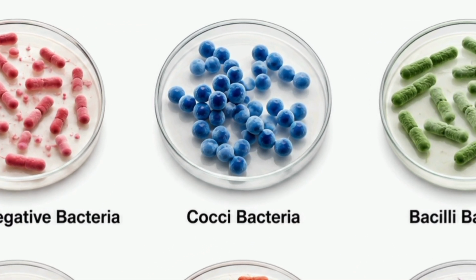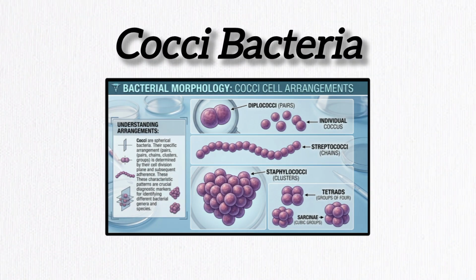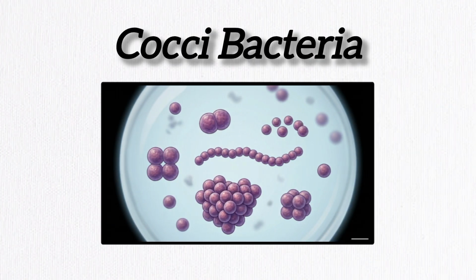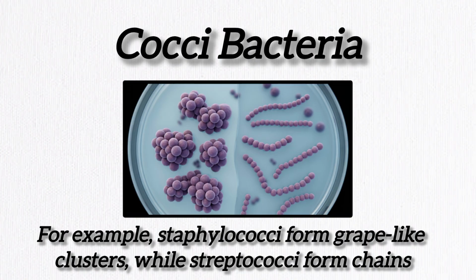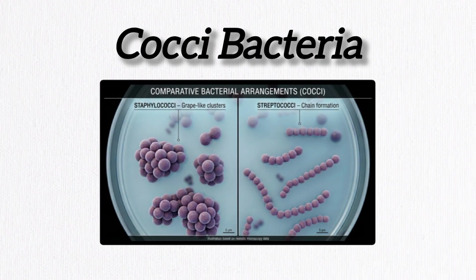Bacteria cocci are bacteria with a spherical shape, and their arrangement often reveals their identity. When viewed under a microscope, they may appear in clusters, chains, or pairs, each pattern linked to a specific group. For example, Staphylococci form grape-like clusters, while Streptococci form chains. These arrangements are not random. They result from how the bacteria divide and remain attached.